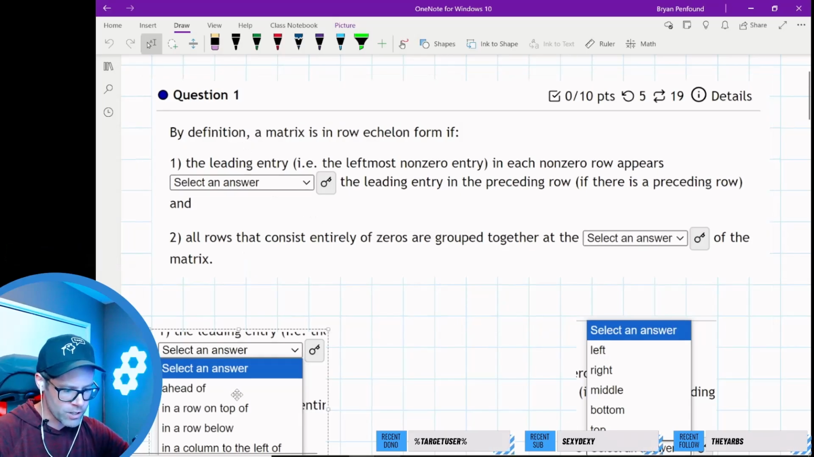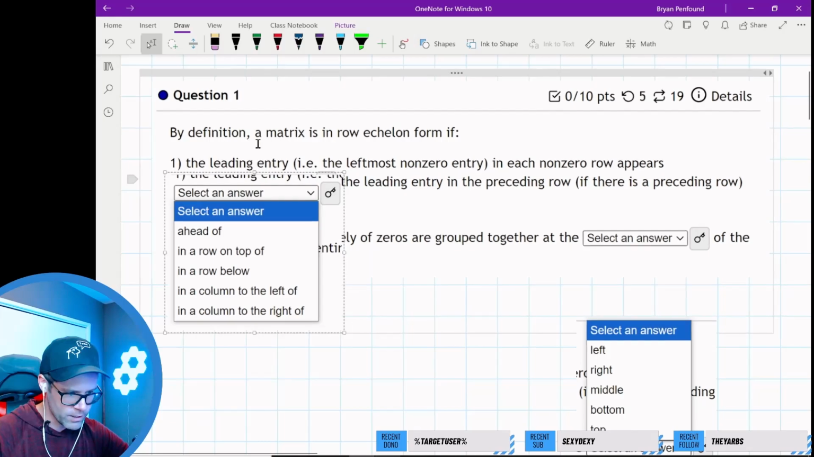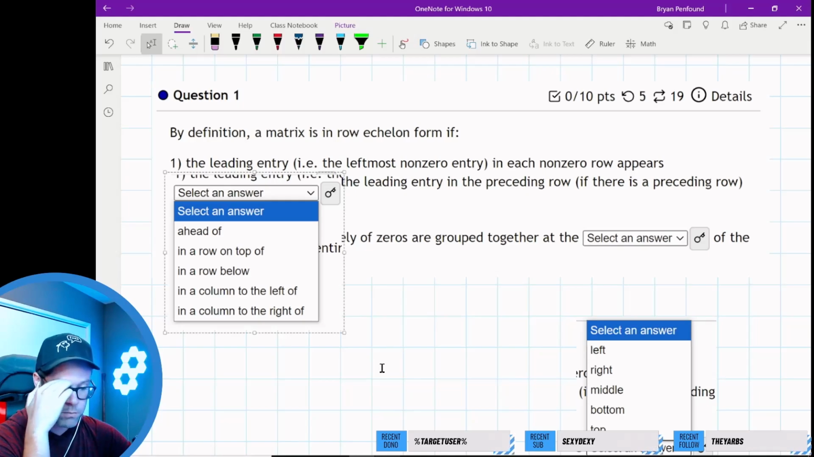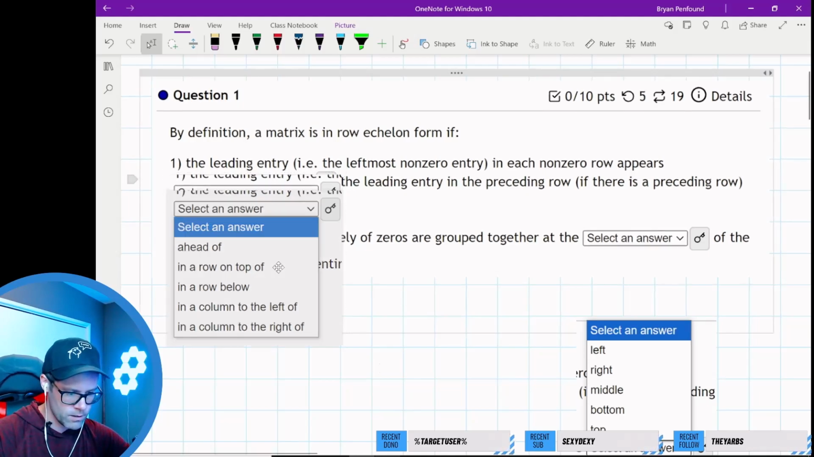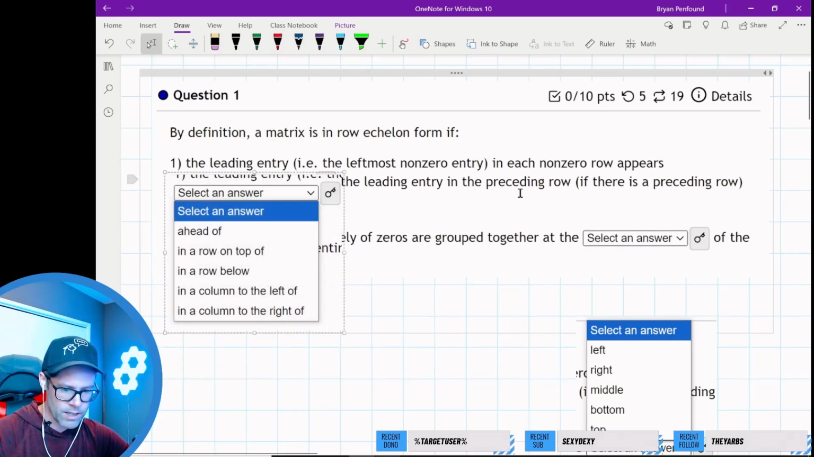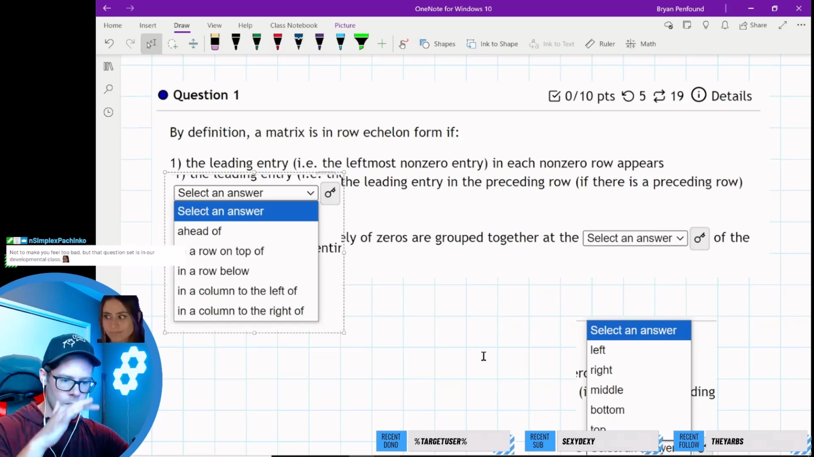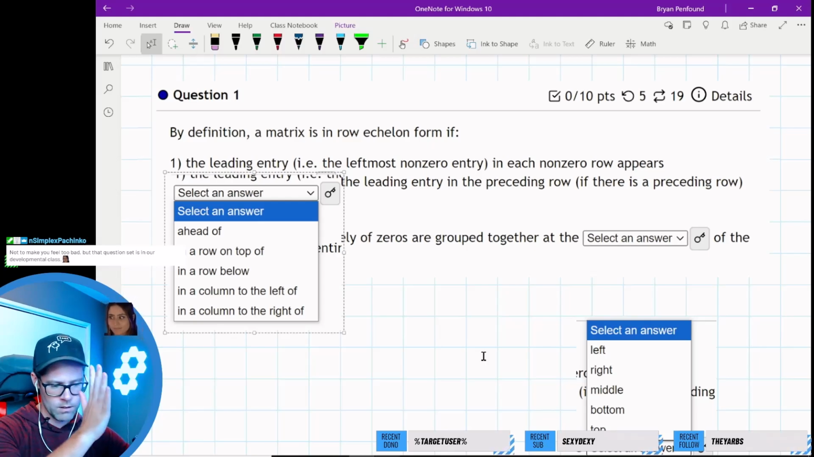So by definition, so this is our first one here. By definition, a matrix is in row echelon form if the leading entry in each non-zero row appears blank, the leading entry in the preceding row. It has to be kind of the leading entry in each non-zero row appears below and to the right, right? So it always has to be like in the column to the right of.